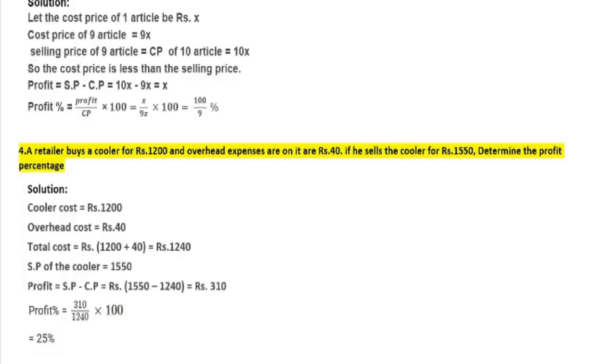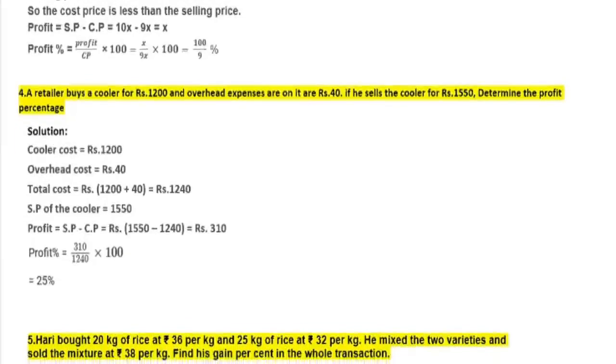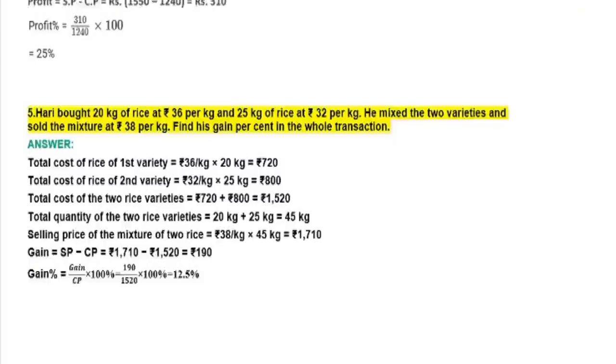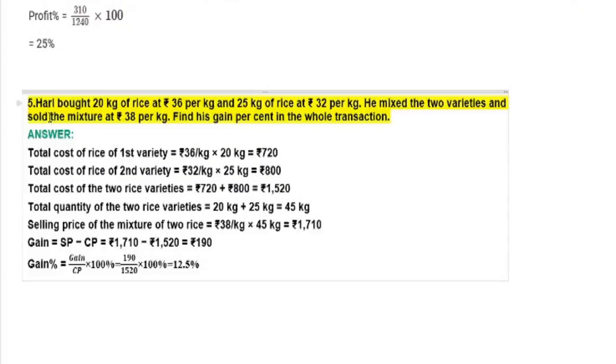Now we will move to another question. One more question we will discuss now. Question number 5. Hari bought 20 kg of rice for rupees 36 per kilogram and 25 kg of rice for rupees 32 per kilogram. He mixed the two varieties and sold the mixture at rupees 38 per kilogram. Find his gain percent in the whole transaction. So in this question, Hari bought two types of rice.